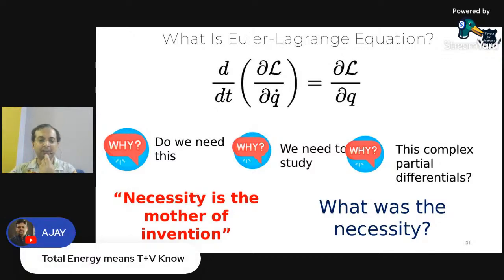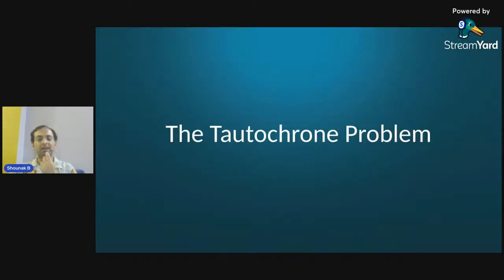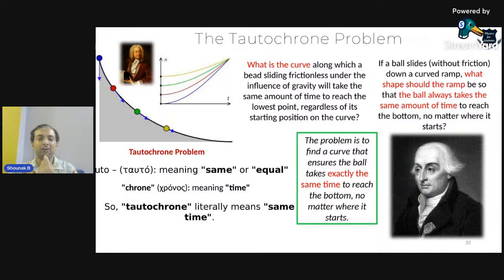Here I would like to tell you that there is a very, very interesting history, a very fascinating history. And I hope that this will give you motivation to learn what is called the Euler Lagrange equation. Now, in the history of physics, there is something which is called the Tautochrone problem. Tauto means same, and chron means time. So tautochrone actually means something which is happening at the same time.